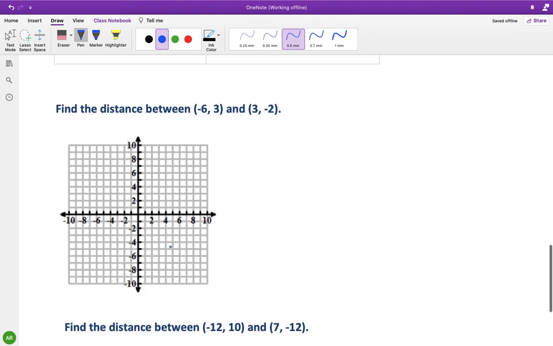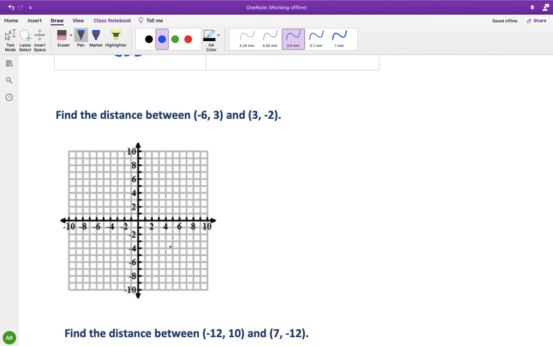All right, next one. This one we're just going to use the coordinate plane. This is a good example of a time when you would just want to use the coordinate plane. There's no reason to use the distance formula here because it will fit. So I have negative 6, 3. So I'm going to put my first point right here. 6 to the left and 3 up. My second point is going to go at 3, negative 2. So 3 to the right, down 2.